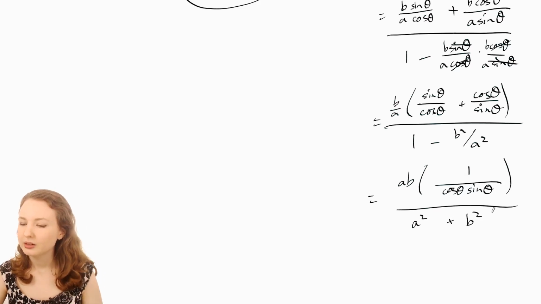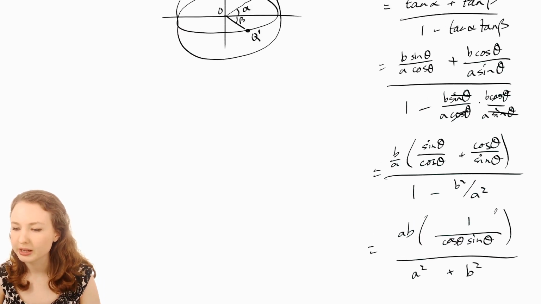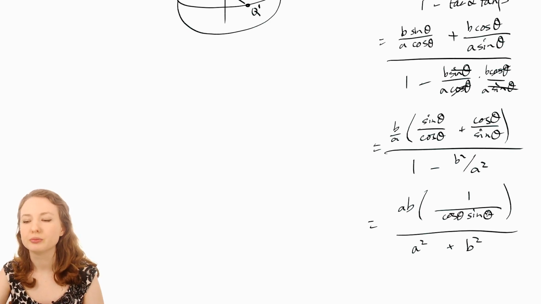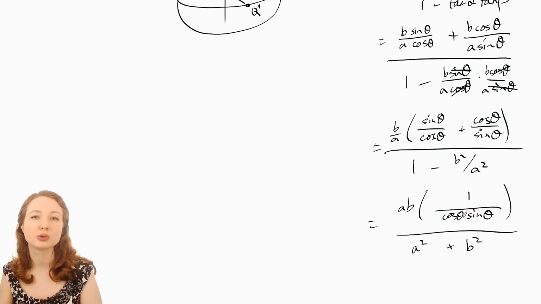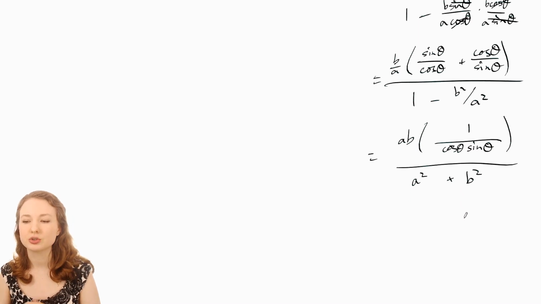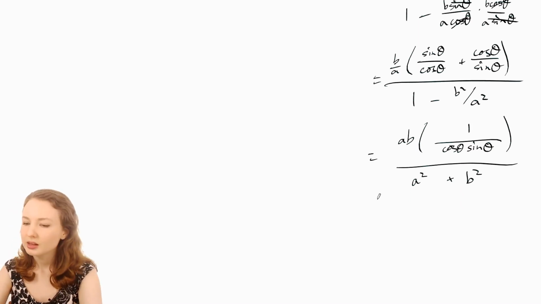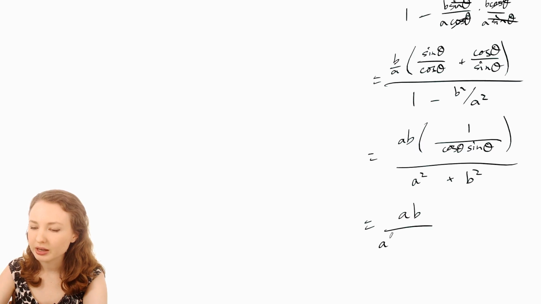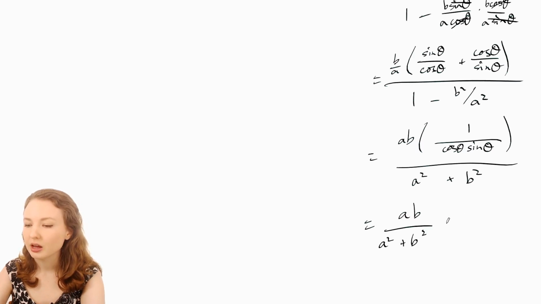Alright, now we want to minimize this, so we have to think about what's going to happen for different values of theta. The easiest way to work out what's going to happen is to write this in terms of sine 2 theta. So sine 2 theta is 2 sine theta cos theta. So we'll have ab on a squared plus b squared times 1 on, this is half of sine 2 theta.